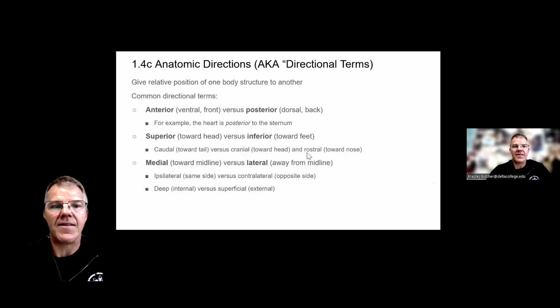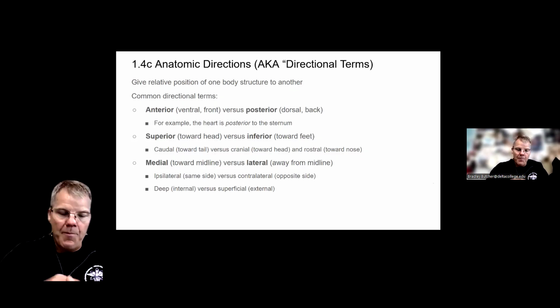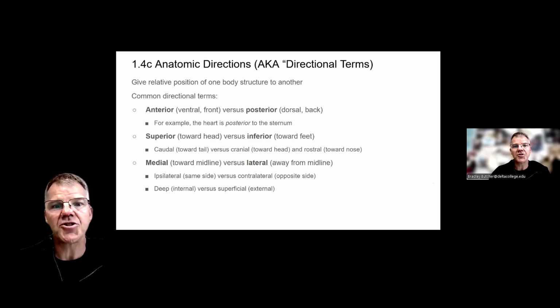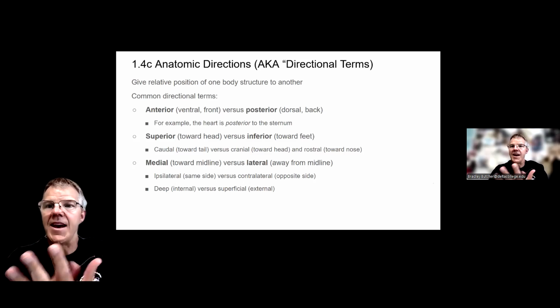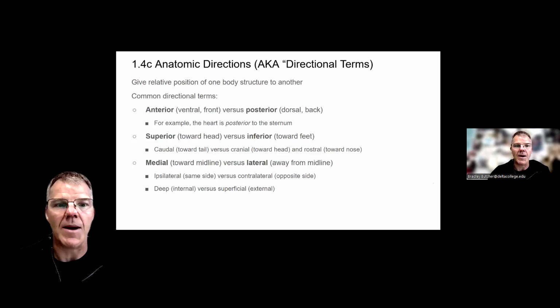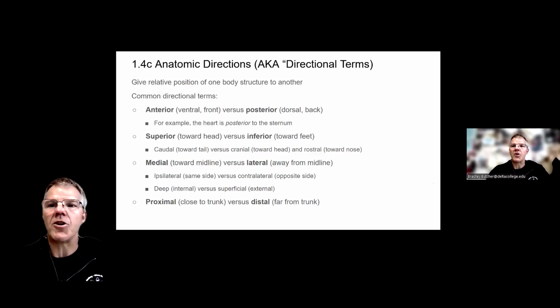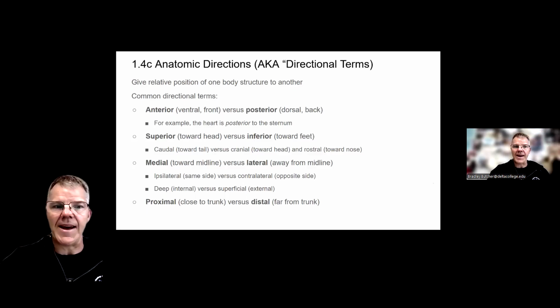Deep means internal. I could say my bones are deep to my skin. Superficial is external. My skin is superficial to my bones. Proximal and distal are probably the ones that are most confused. Typically, we use these when we're talking about limbs, arms, and legs.